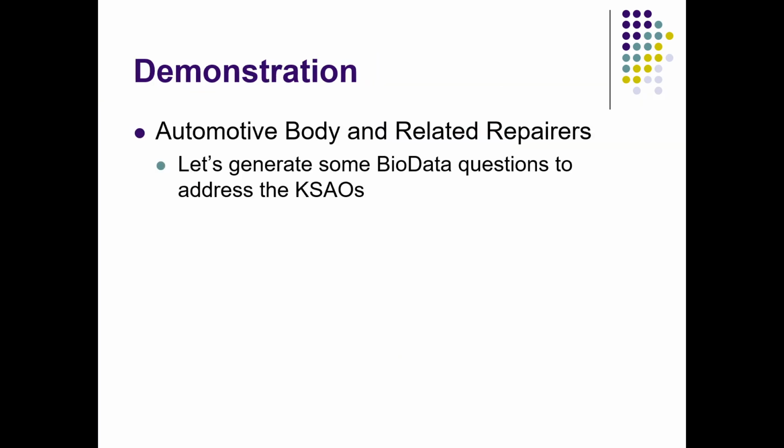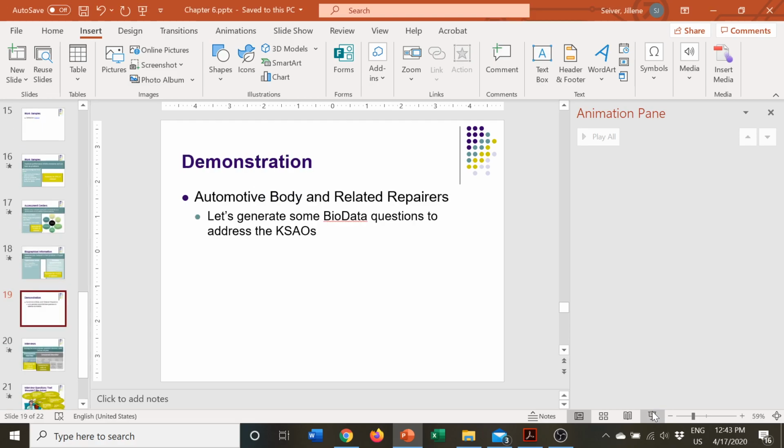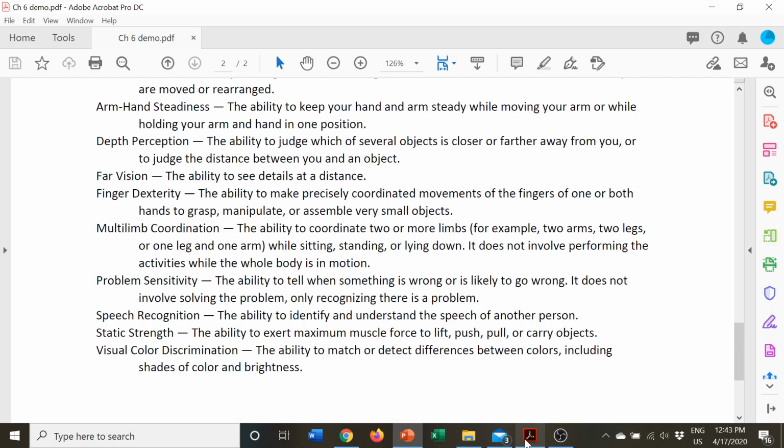So what we're going to do is go back to our automotive body and related repairers sheet. And what we're going to try and think about is some biodata questions that we could generate that would address the case-outs of the automotive job. So let's go back to that.